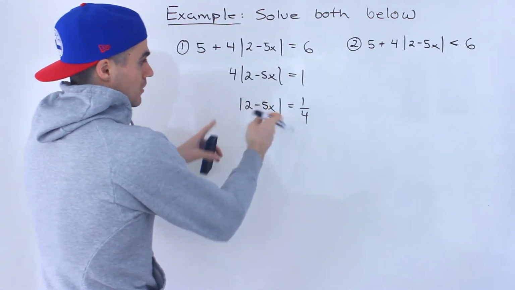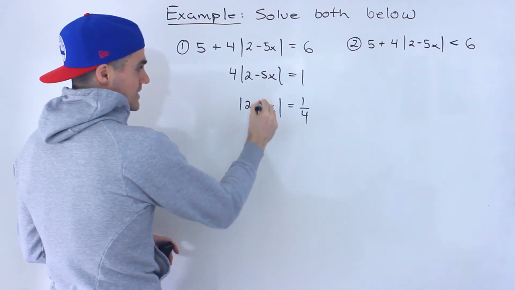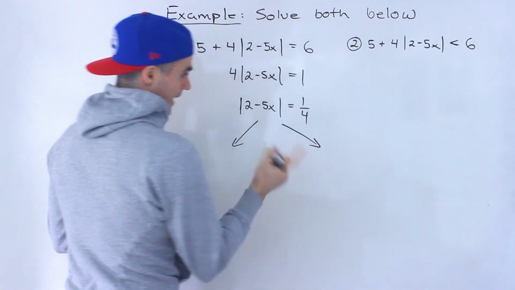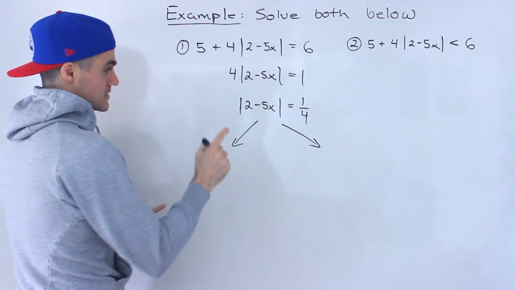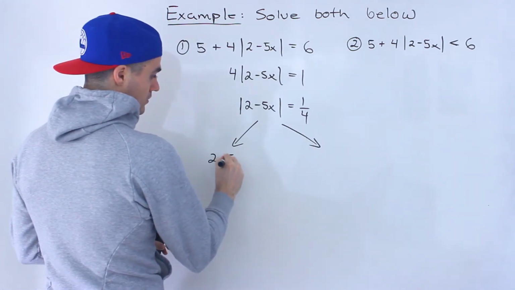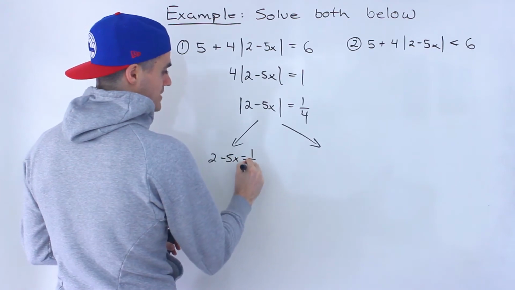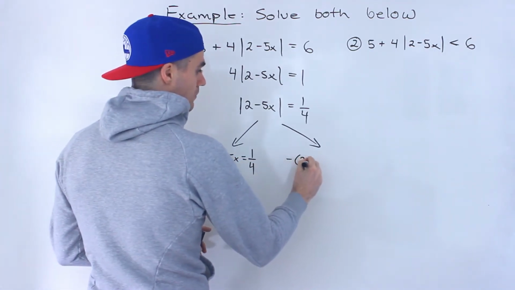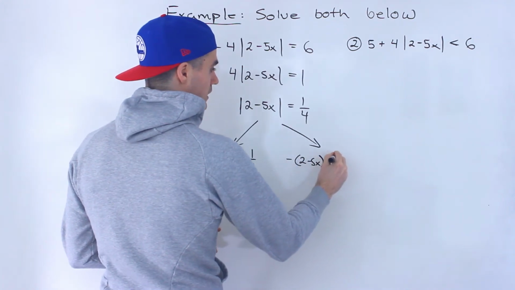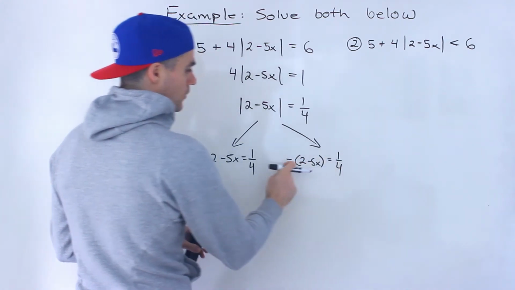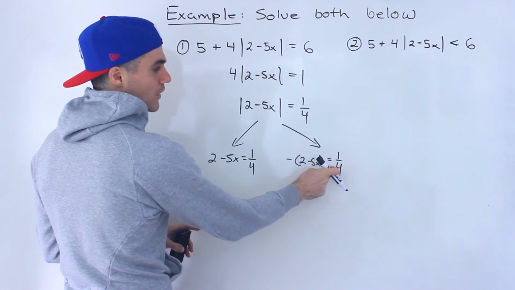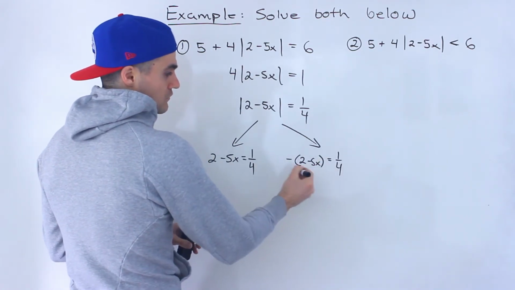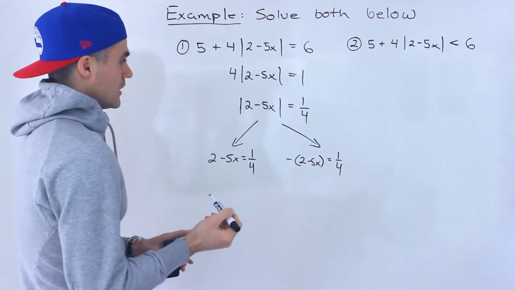And then from here, with this absolute value, you want to break it down into two cases. So either 2 minus 5x can equal 1 over 4, or negative (2 minus 5x) can equal 1 over 4. And it doesn't matter where you put this negative. You could put it on the right side as well, make this negative 1 over 4, if you divide both sides by negative 1.